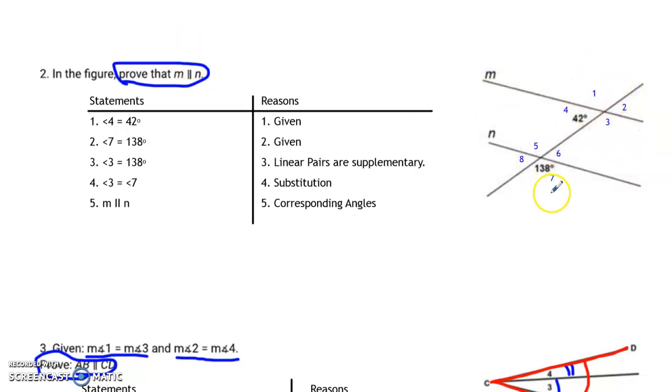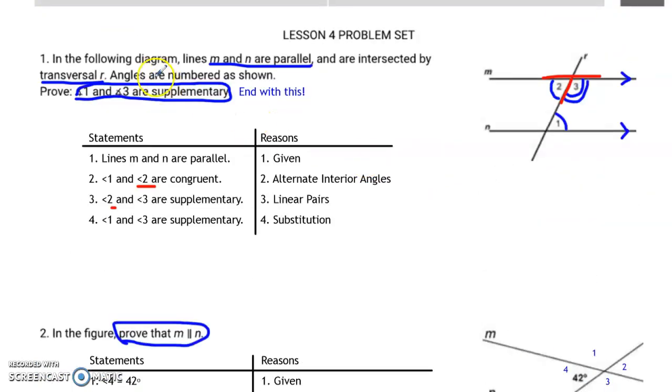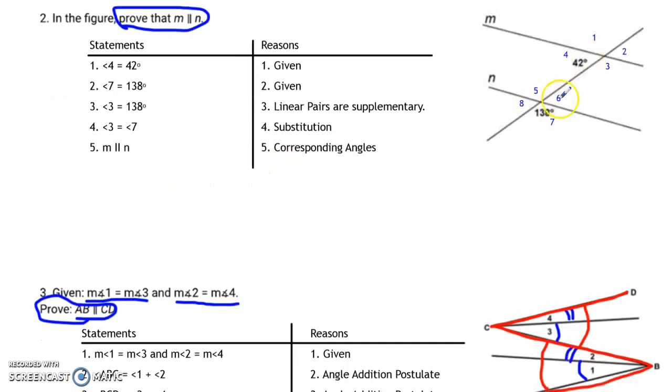The first thing I did here was number all the angles because there were no points here, so I wasn't able to name the angles with points, so I had to name them with numbers. So angle 4 is equal to 42 degrees. Angle 7 is equal to 138 degrees. We know that because they're both given to us. In this case, it wasn't given to us in words, it was given to us in the diagram, but it's still given to us.